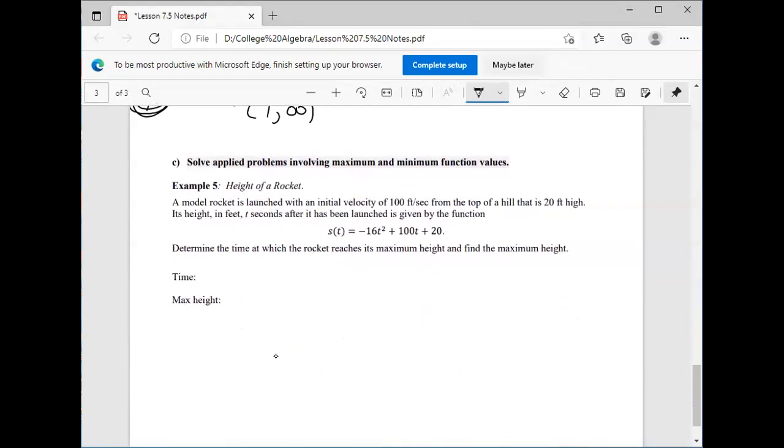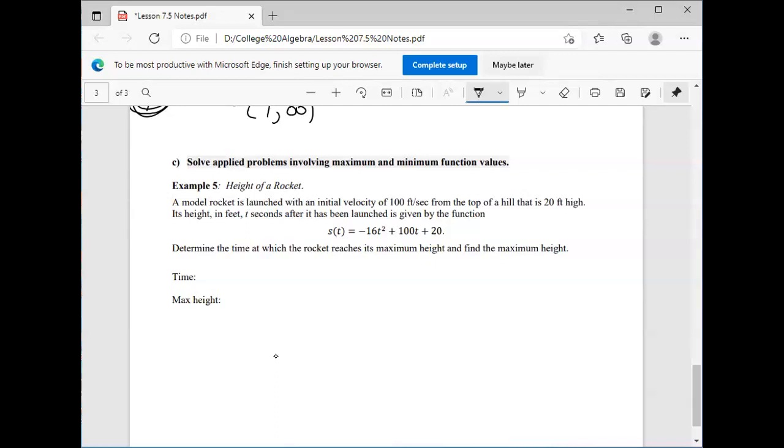Okay, here's our application problem. It says a model rocket is launched with an initial velocity of 100 feet per second, which is where this 100 came from, from the top of a hill that is 20 feet high. So there's our starting point. We start out at 20 feet. Its height in feet, t seconds after it has been launched, is given by this function.